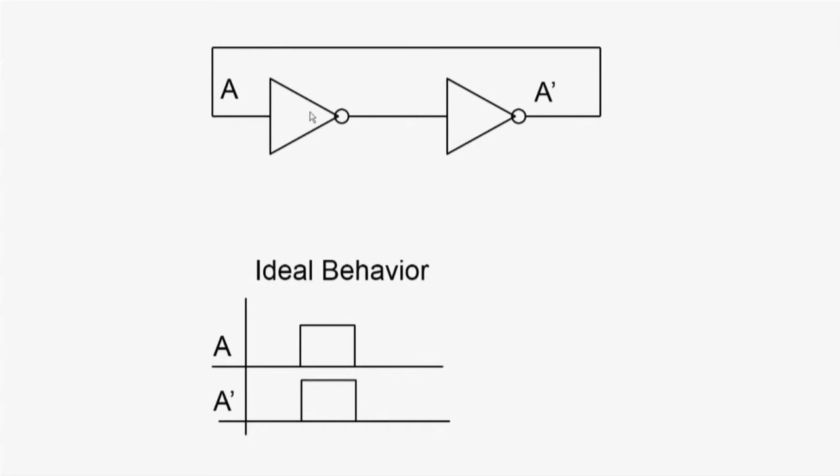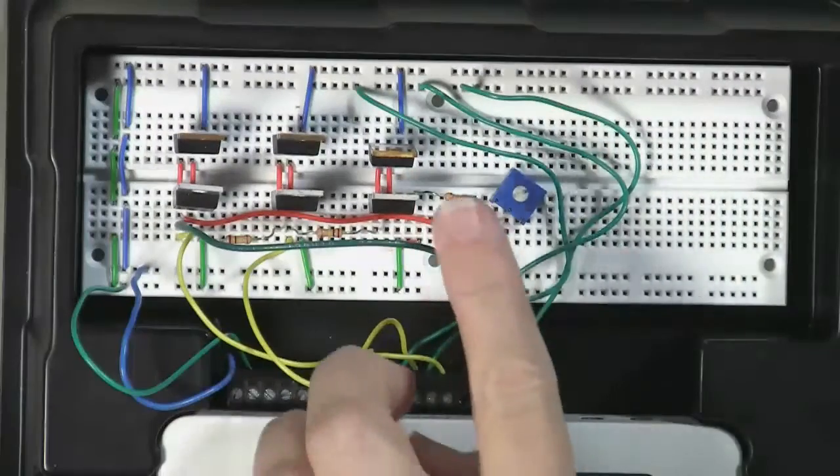Now if I put two together, the output of this inverter goes into this one, then the A and the A prime should be the same. So the ideal behavior looks like this. In an actual circuit, though, it doesn't. So I want to show you an actual circuit. So let's look over at this circuit right here.